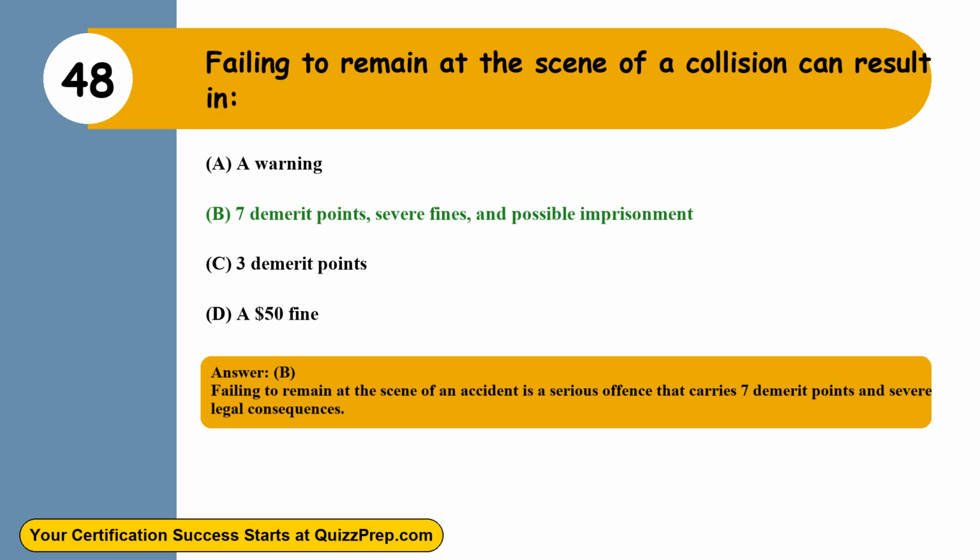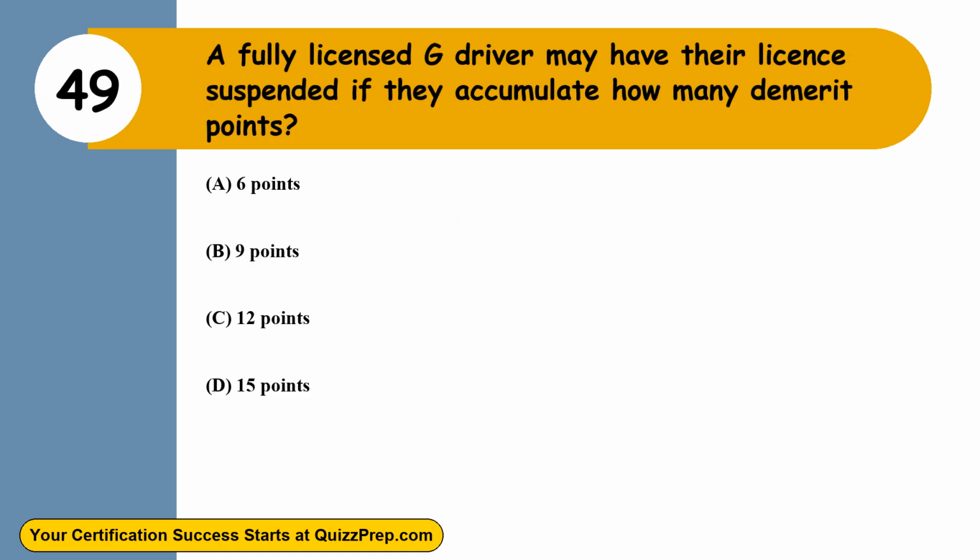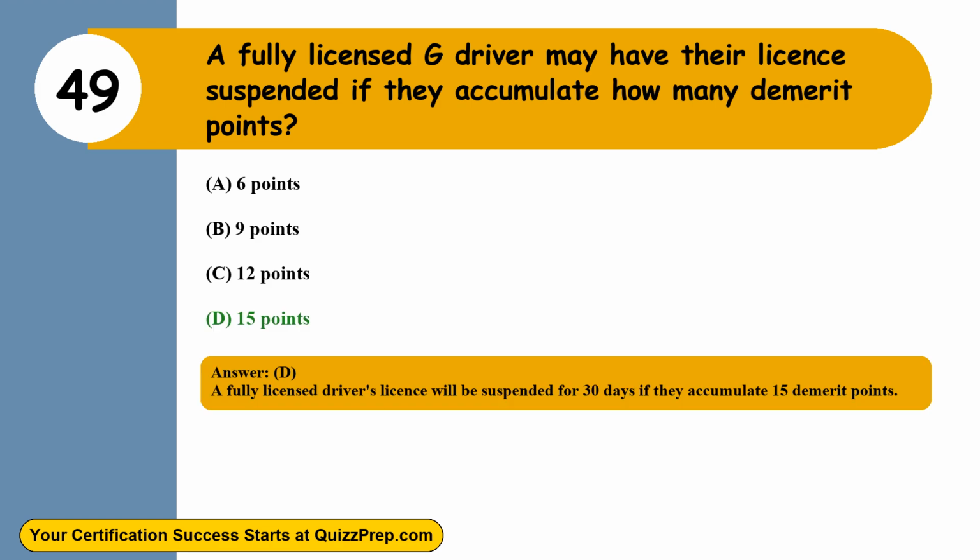legal consequences. Question 49. A fully licensed G driver may have their license suspended if they accumulate how many demerit points? Option A, 6 points. Option B, 9 points. Option C, 12 points. Option D, 15 points. The correct answer is option D, 15 points. A fully licensed driver's license will be suspended for 30 days if they accumulate 15 demerit points.